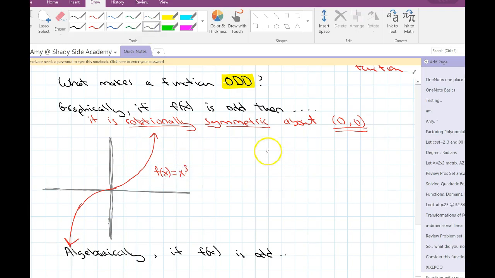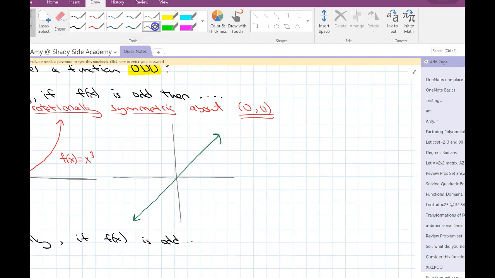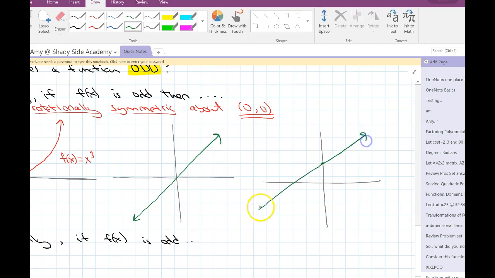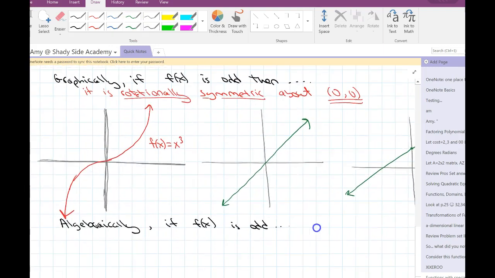Let's do this one as well. I'm going to give you 3 graphs. How about the line y equals x? Nope. Okay. And how about the line, this one? y equals x plus 1. All right. So let's take a look at this one.